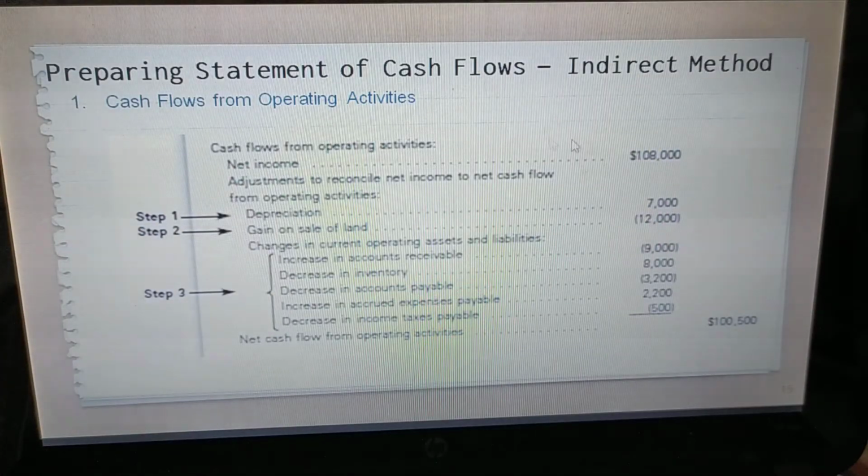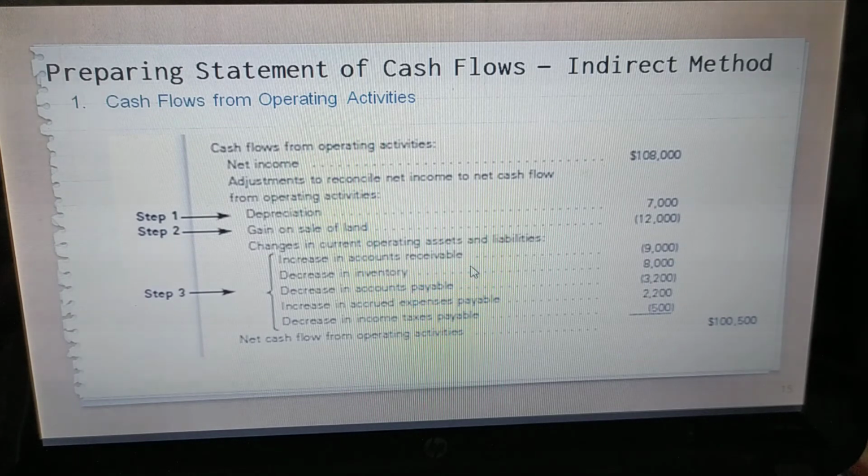So this is the cash flow from operating activities part for our example. The net income again is 108,000, and then we write the adjustments to reconcile net income to net cash flow from operating activities. We take the depreciation of 7,000 positive, and then gain on sale of land minus 12,000. Remember, gain is always minus, meanwhile loss is positive.